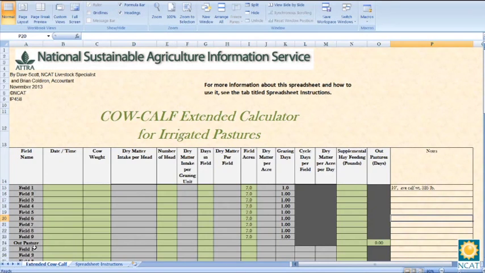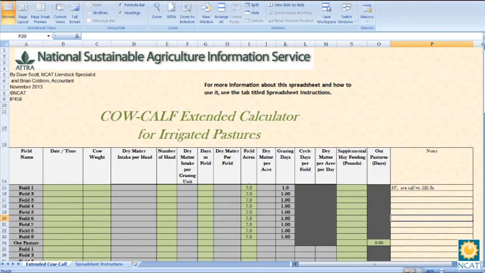Typically, you will only need 1 or 2 outpastures during the entire grazing season. Supplemental hay feeding can also be used to maintain your pasture recovery period. The calculator will total your outpasture days and your supplemental feeding for the grazing season. These two totals are useful to prepare for the upcoming grazing season. Let's enter some numbers.